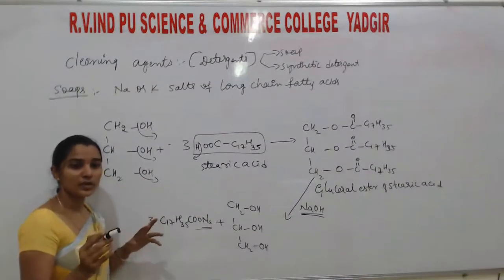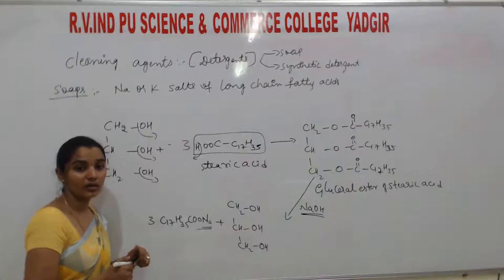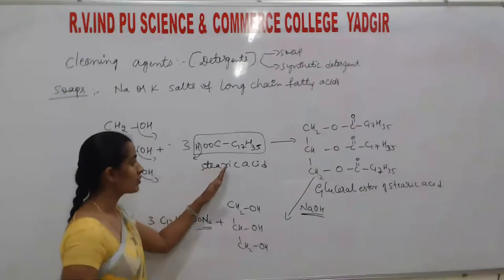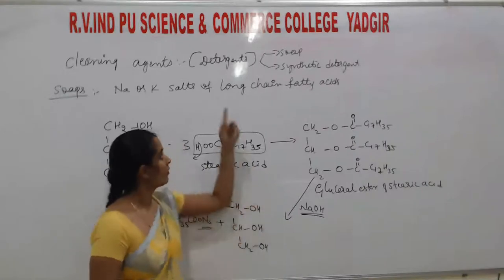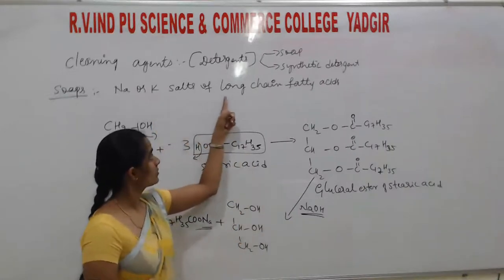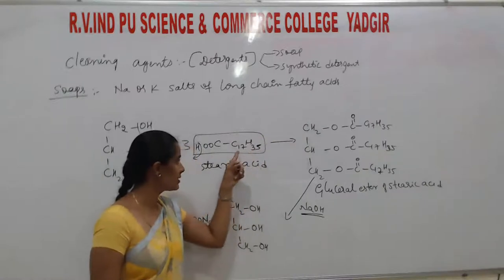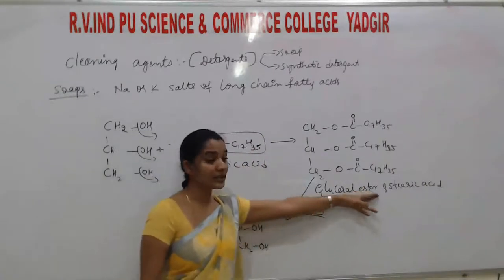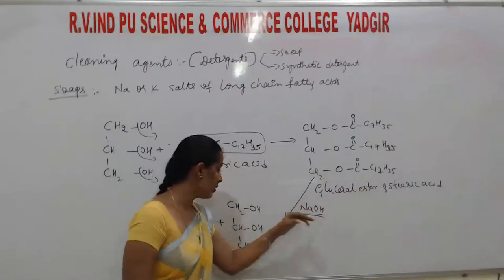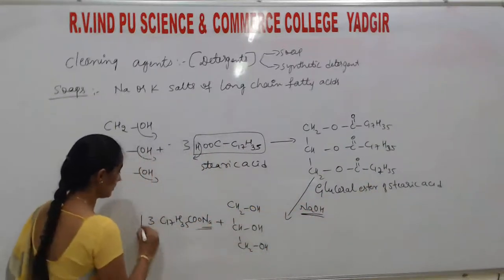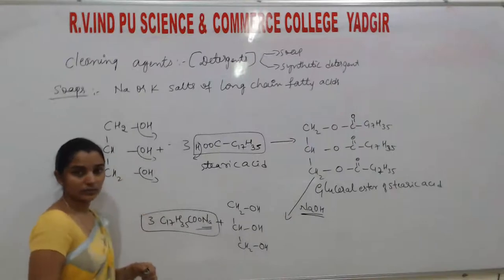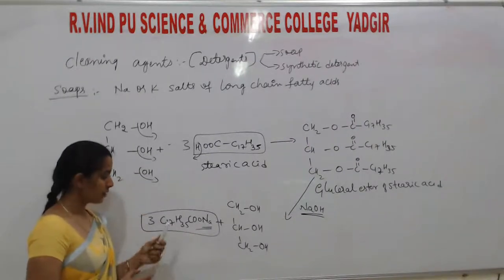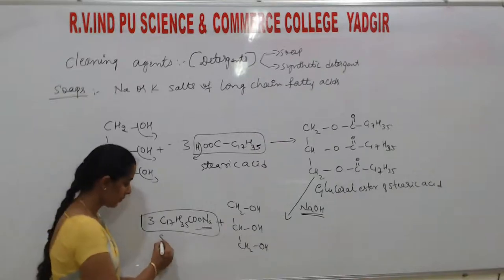You know, in the soaps they used to say glycerol. So this glycerol combines with a higher fatty acid. What is it? Sodium or potassium salts of the long chain fatty acid. This is the fatty acid, it would be COOH. So then they form this ester. That ester reacts with NaOH, which means they form this one. Understand? So this is called soap.